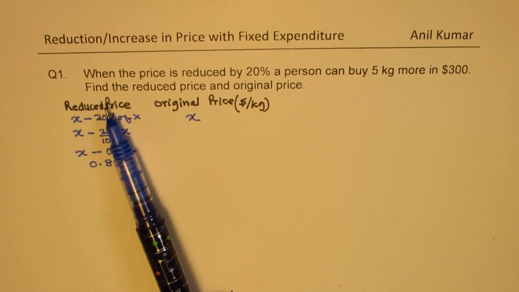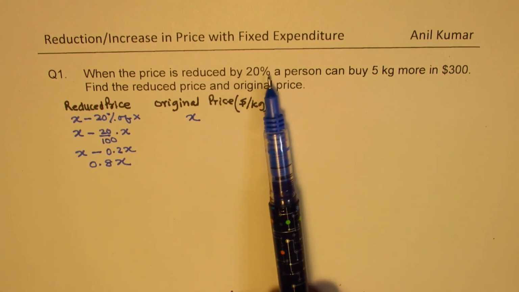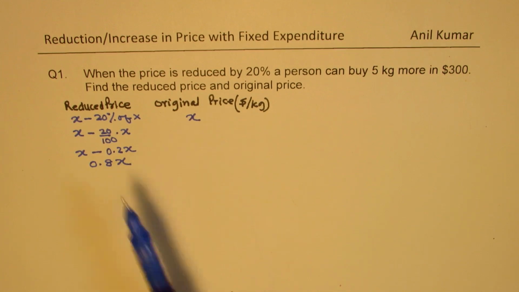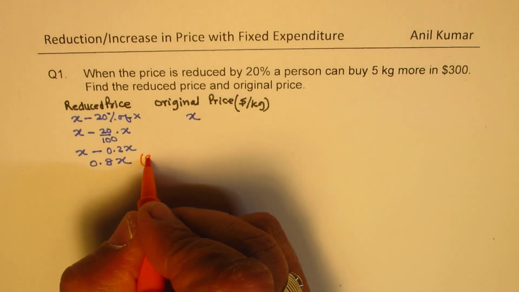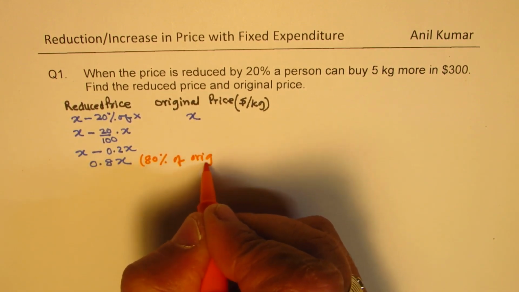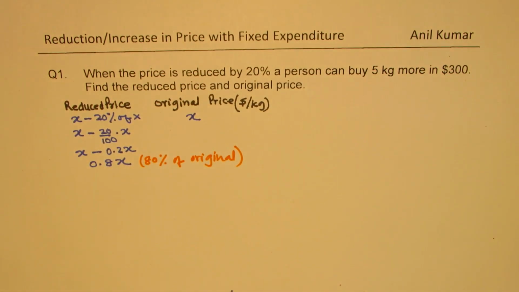In the very first example, I'm not omitting any steps. Many of you could have just directly written this: 20% you're not paying, 80% you are paying. So that is the reduced price. Does it make sense to you? Basically, you should see that this is 80% of the original. Correct? So that is how we need to understand.